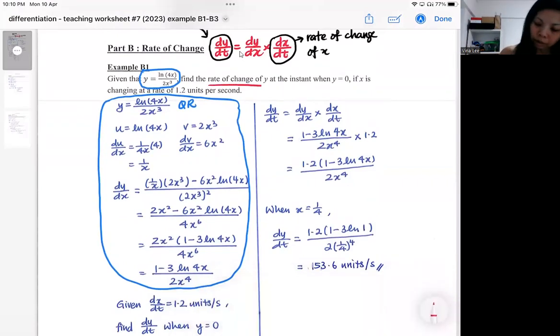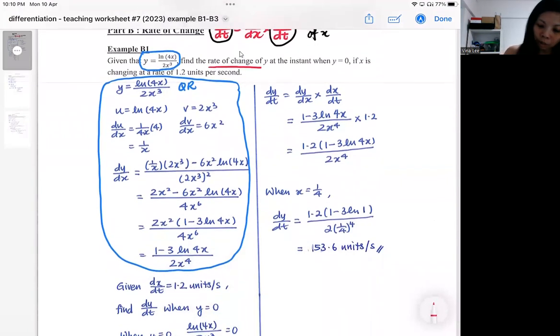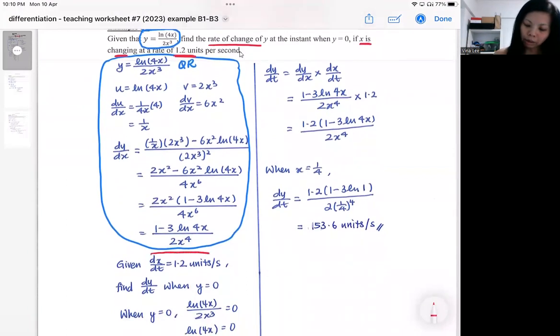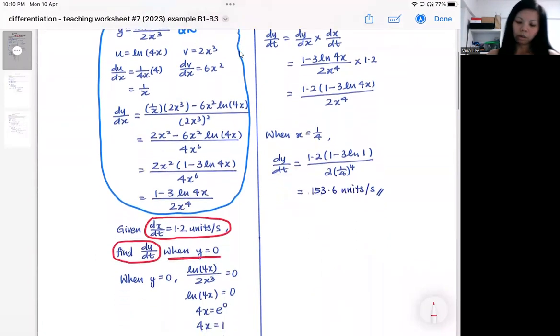So our job is to find dy dt. And this 1.2 is actually the rate of change of x. So we are given this. We are supposed to find dy dt when y is 0. Sorry, just now I mentioned x is 0, right? So when y is 0, what happened?